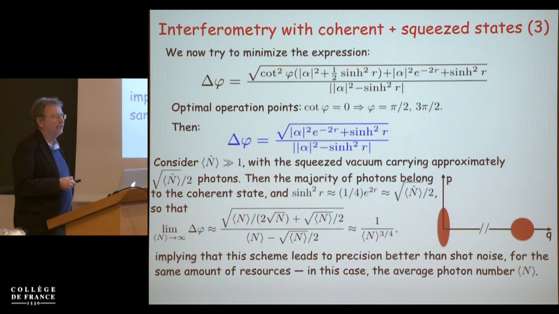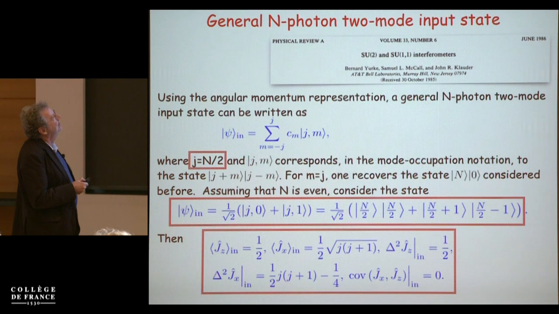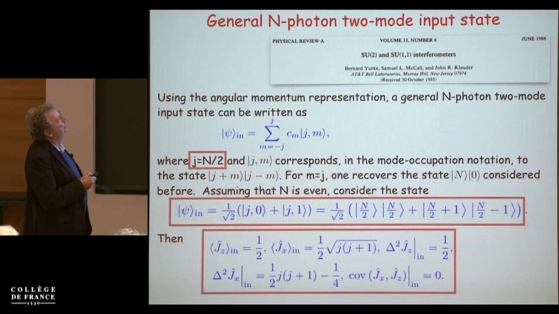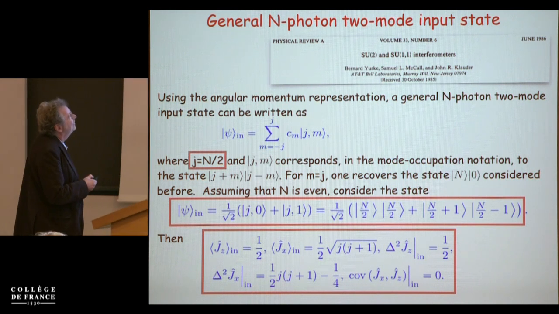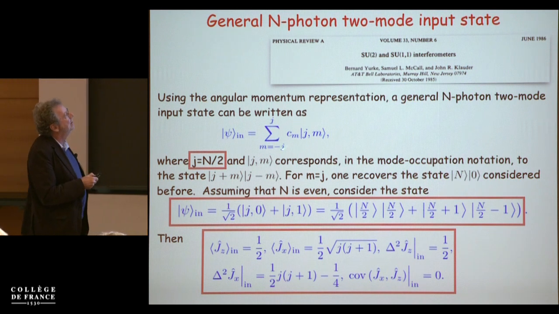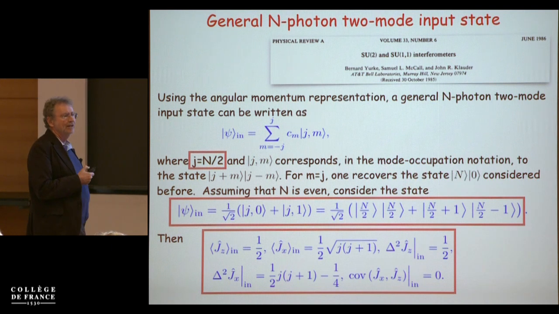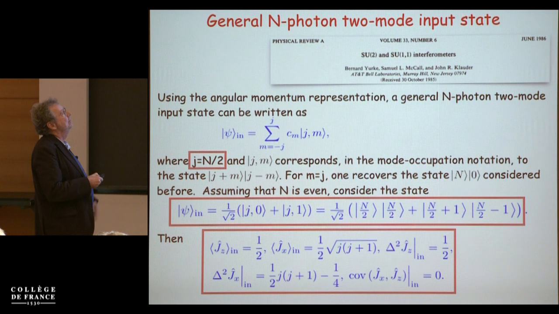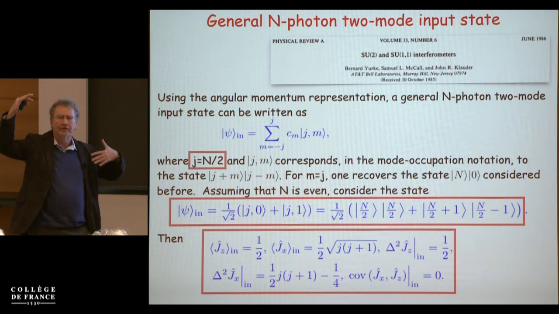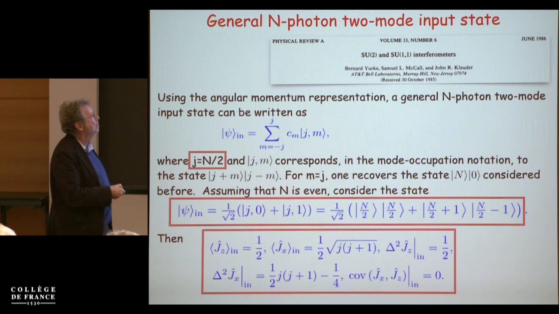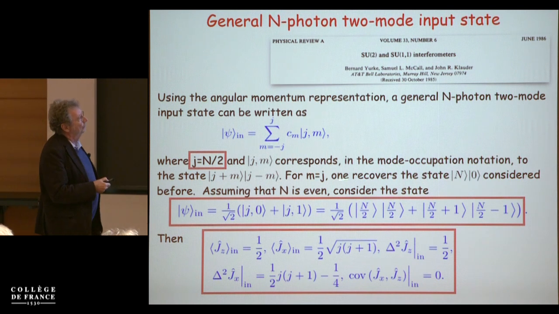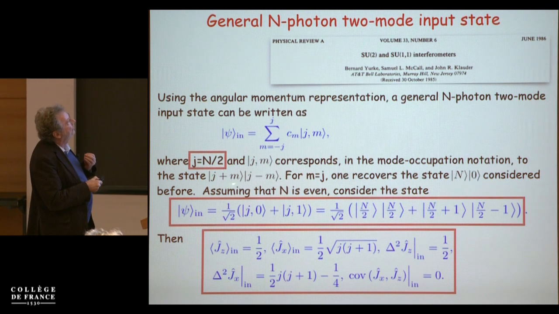Now, let's try to do better than that. And I'm going to do the following. I'm going to use, again, the angular momentum representation. And a general n-photon two-mode state can be written in the following way. Now, let's try to understand this. Of course, this is angular momentum, so m goes from minus j to j. I set j equal to n over 2, where n is the total number of photons in the state. That means that we are considering states with a fixed number of photons. Okay, it's not like a coherent state. And Jm corresponds, say, in the mode occupation notation to this state here.